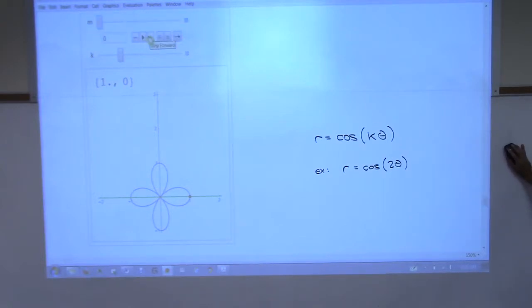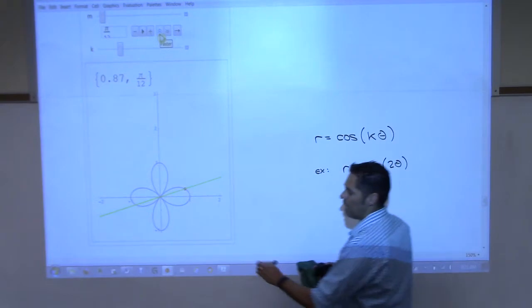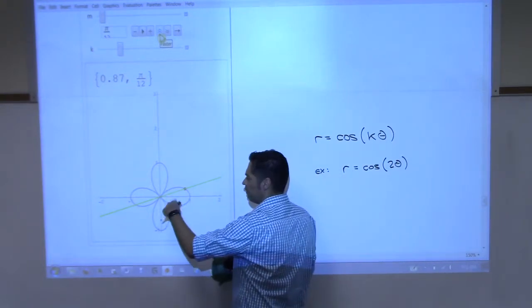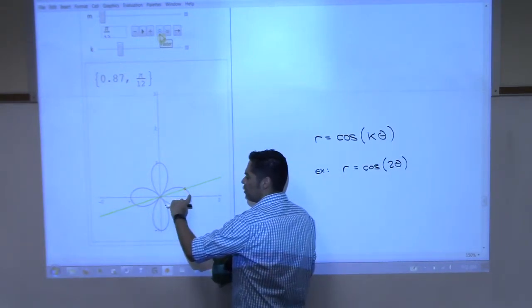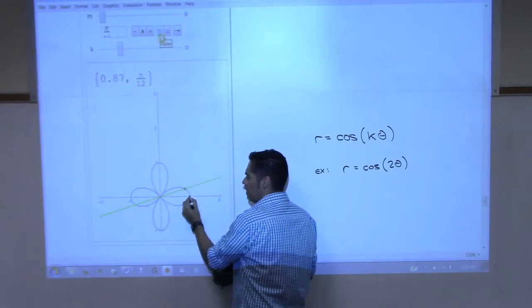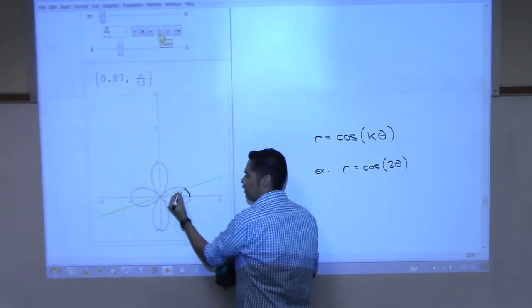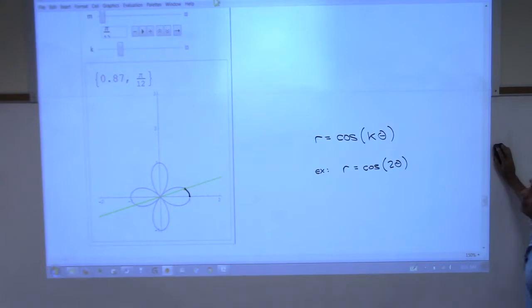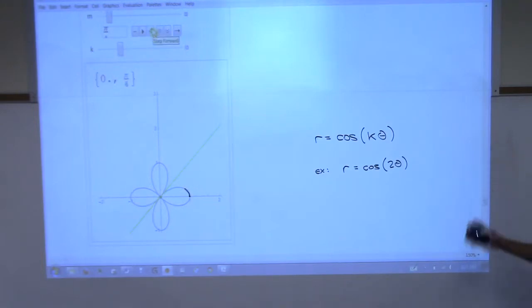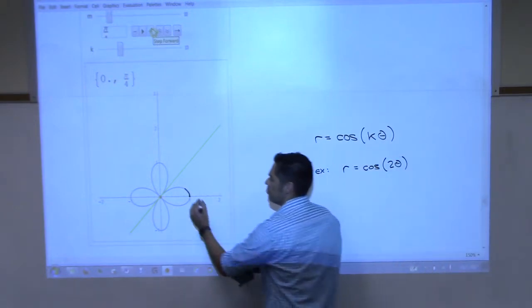When I start, I'm going to go up and start drawing that first petal. They call this a rose, a 4-leaf rose. I started here, and I'm starting to trace out this top piece, right? And then I keep moving, and I get to pi over 4, where I'm at the origin. So I've done this much, right?